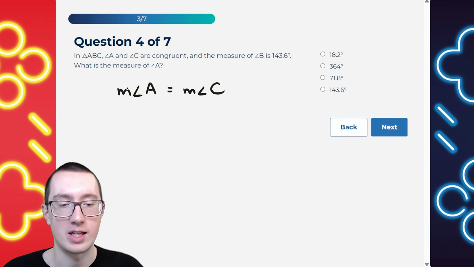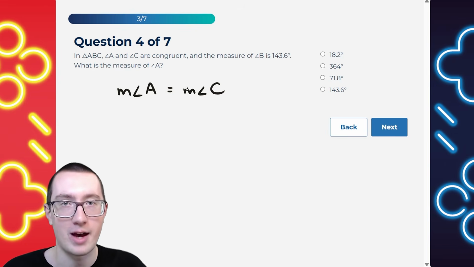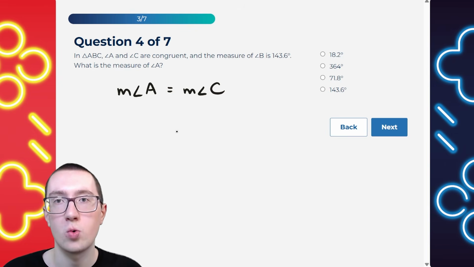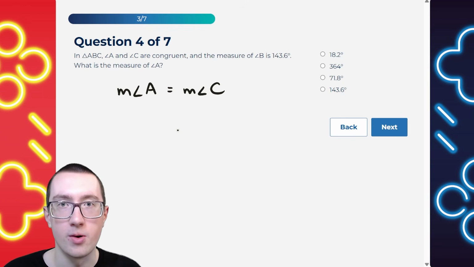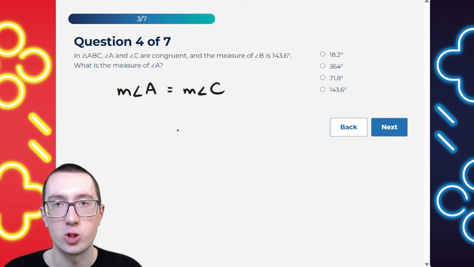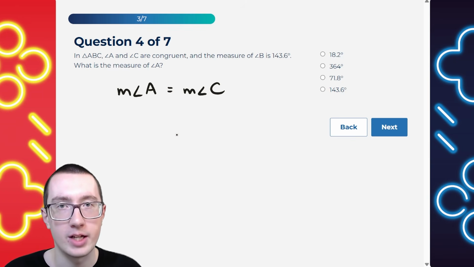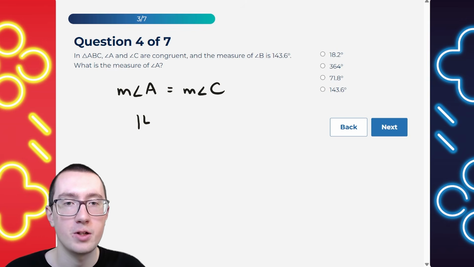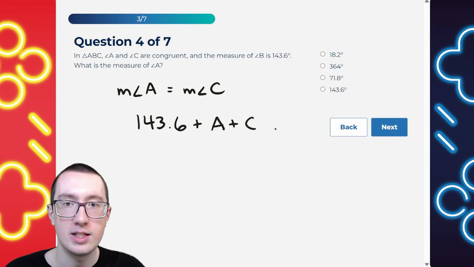Don't get confused about these M's. The M just stands for measure. So it basically just means we're talking about the amount of degrees and not about the actual angle itself. So the second rule about triangles that you should always know is that all 3 angles of the triangle are going to add up to 180 degrees. So if we take 143.6 and then we add together angle A and angle C, then they should add up to 180.